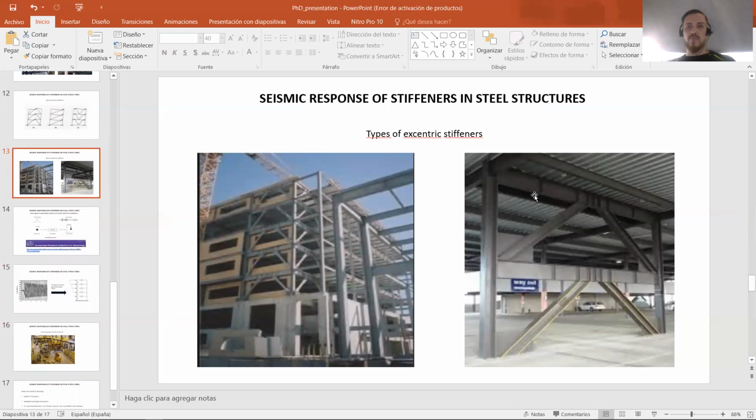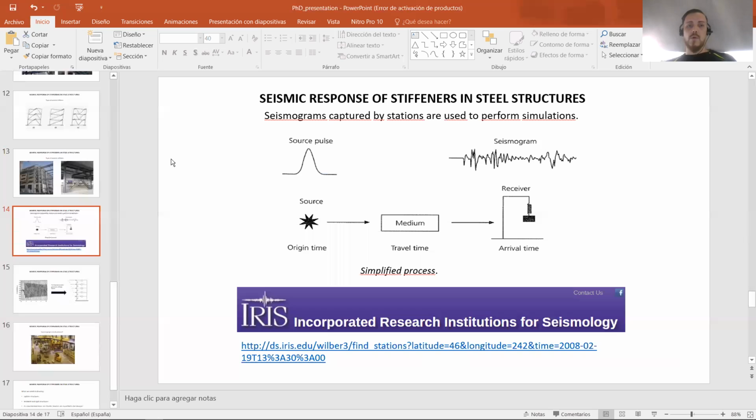So how can we know for sure if the earthquake is going to be huge or a little one? Well, there is this web page of an institute that basically gives us the seismogram. The seismogram is what I'm showing here: in the vertical axis it has the acceleration, and in the horizontal axis it has the time. So that is a seismogram. This is a simplified process of what this web page does. It is very useful for my study.